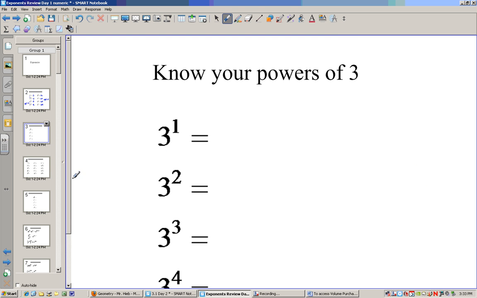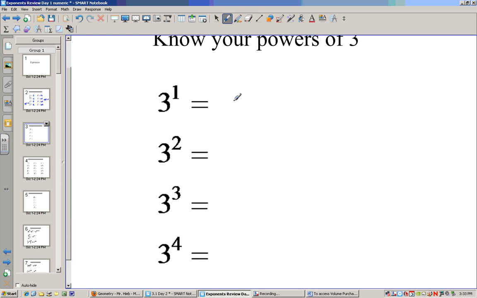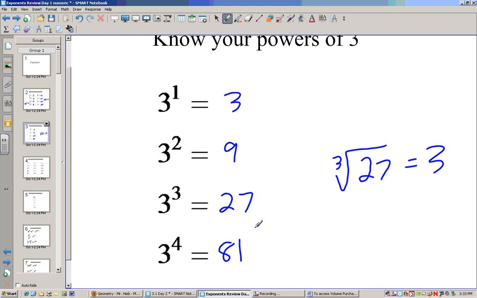I want you to know your powers of 3, but we don't expect you to know as many. Just up to 3, 9, 27, and 81. Also, likewise, if I asked you the cube root of 27, I'd expect you to know that the answer is 3.